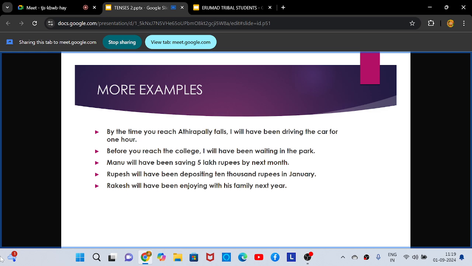So here it means he will have been saving 5 lakh rupees by next month and it will still continue. Future perfect does not say that, it stops there. Once it reaches that 5 lakh rupees, the savings stop. But here it is not like that, I will continue saving even after 5 lakh rupees. Next, Rupesh will have been depositing 10,000 rupees in January and Rakesh will have been enjoying with his family next year. So these are some common examples for future perfect continuous tense.